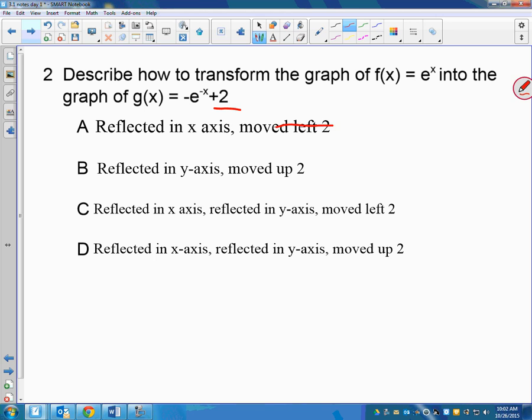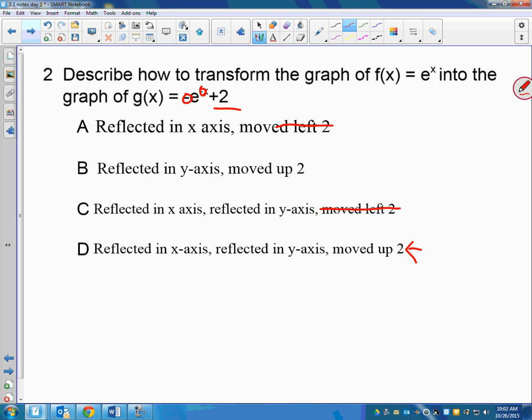So not this one, not this one. And then there's 2 more things happening, right? There's a negative out front, and there's a negative up there. So I think I agree with the 4s there. I think that's reflected in the x-axis, and reflected in the y-axis, and moved up 2. Sometimes when there's a lot of stuff like that happening, it gets really weird to graph it. My advice is pick some points, make an x-y chart to help yourself if you're not a really visual person. There should still always be a horizontal asymptote when you're doing these problems, okay?